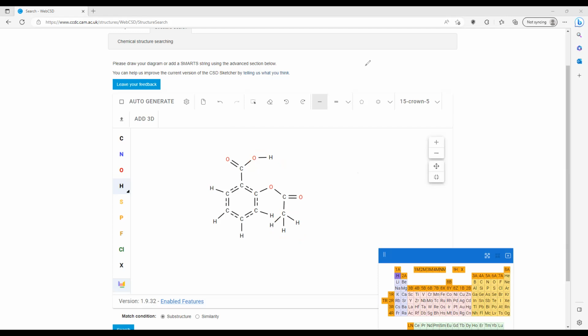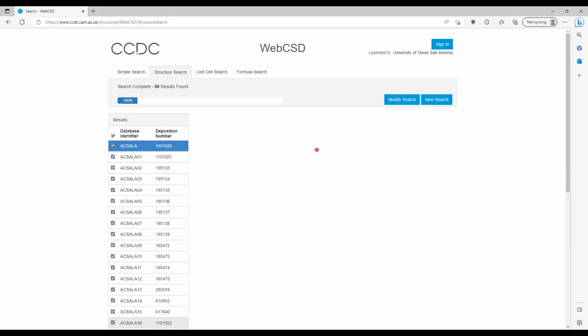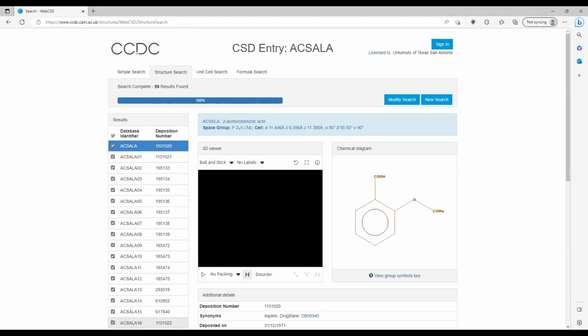So now we're ready to begin our substructure search. We come down here and click on substructure search. And if we did it right, it'll find some results. In this case, it found 58 results. So now you have to scroll through these 58 results and see which ones are only acetylsalicylic acid.